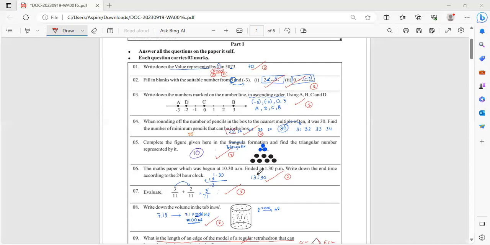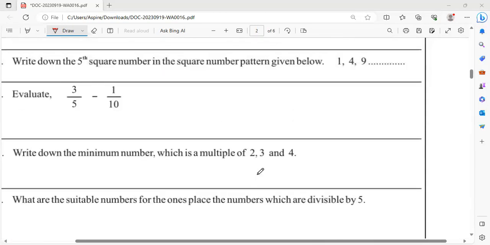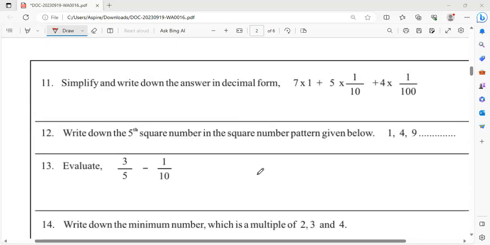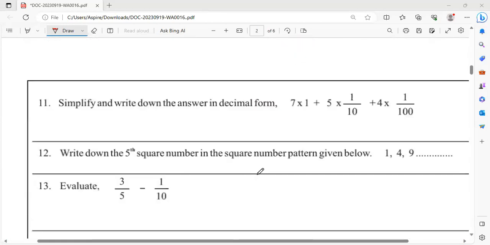Okay. Let's move to the 11th question. Not 11th, sorry. 11th one. Simplify and write down the answer in decimal form. Oh, look at here. It is a bit different one, but if you identify the given way, then you can obtain the answer. Look at 7 into 1.